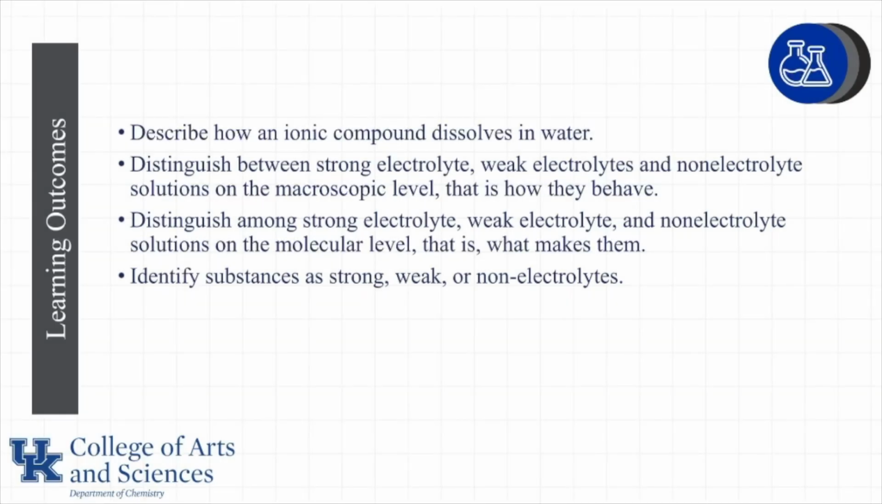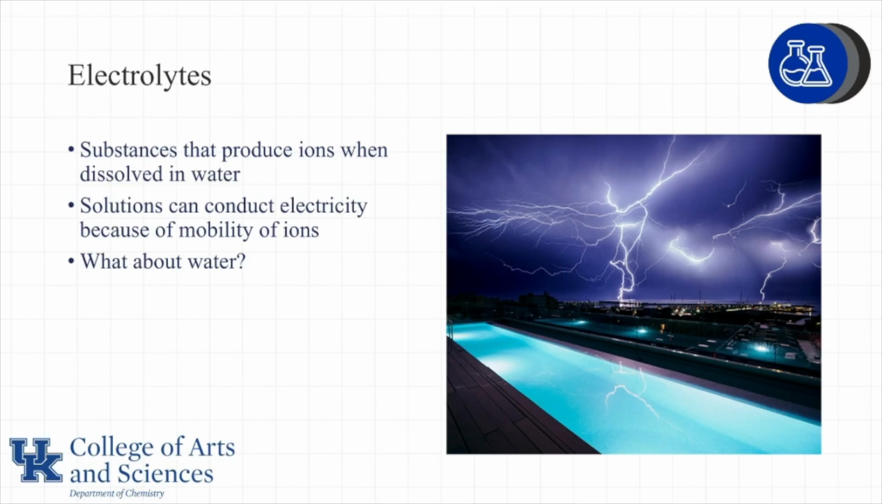In this lesson, we're going to look at what happens to ionic compounds in water when they dissolve and how we describe them as electrolytes. Electrolytes are substances that produce ions when they dissolve in water. For example, if we have NaCl or table salt, when it dissolves in water, it forms Na+ and Cl- ions, and as a result, that solution can conduct electricity because of the mobility of those ions.